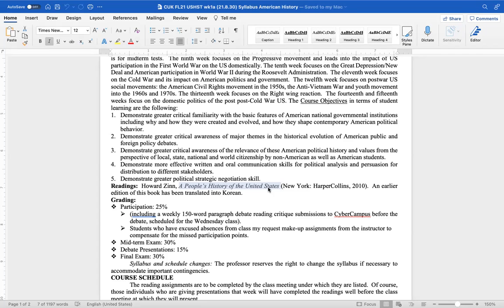The book was written, however, for American students, and it was serving a number of different purposes. But one purpose of the book is to challenge American students' traditional understanding of their history as one in which the founders and leaders of the United States are considered to be heroes.